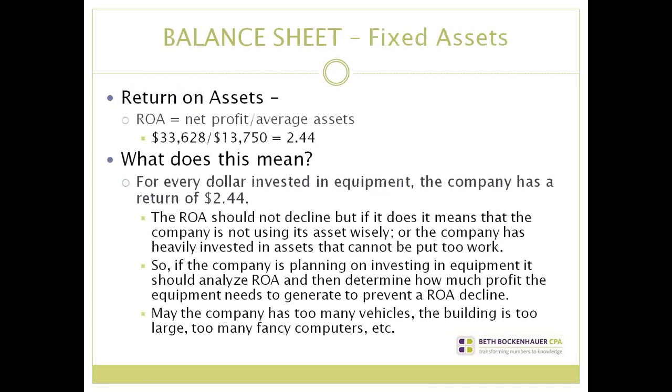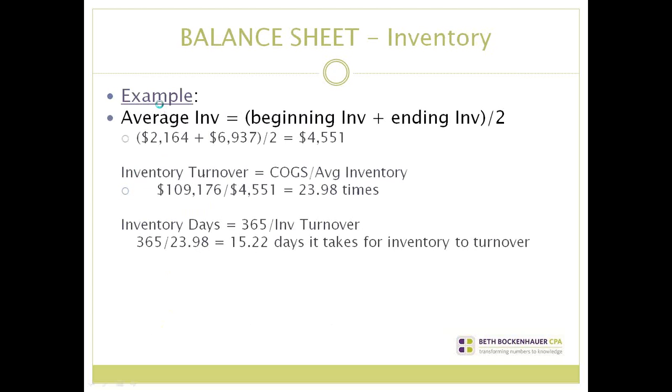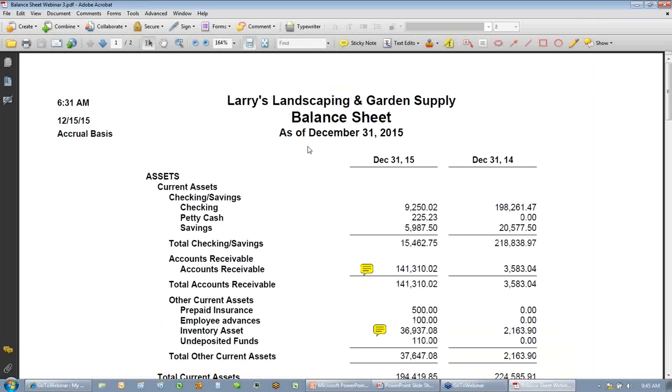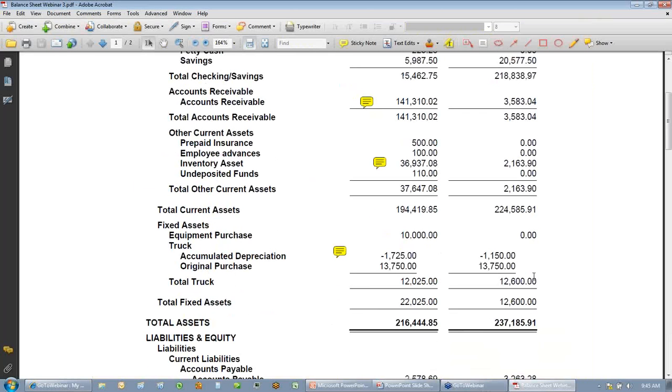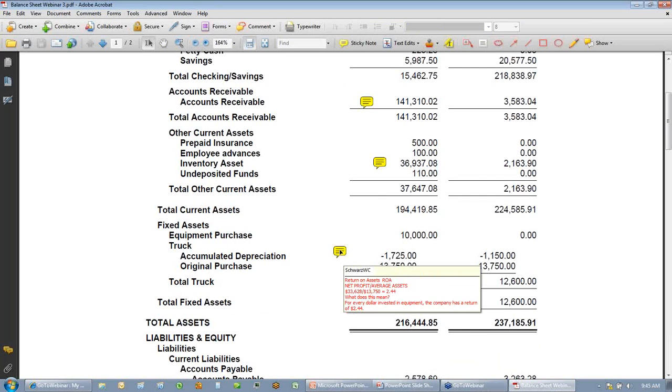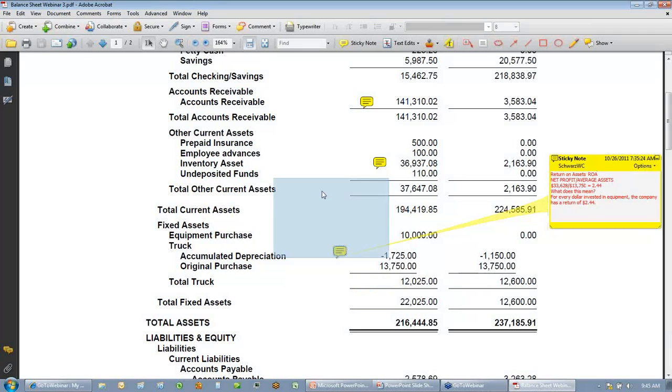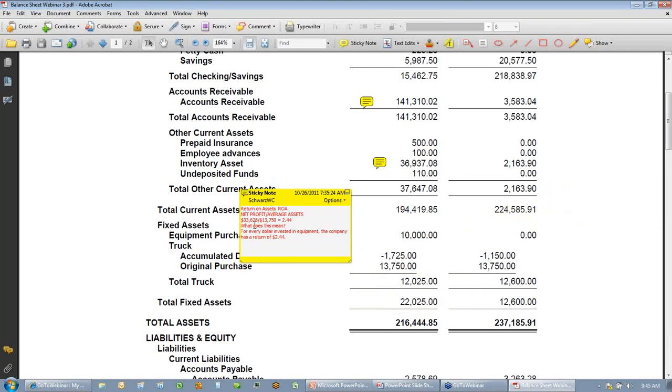So another calculation that you can run, another ratio, is return on assets, ROA. And this calculation basically is net profit, which you would get from your profit and loss, divided by your average assets. So if we look at our visual here, we have average assets of $13,750. I'm sorry, I know the font's small here. And our net profit is $33,628.